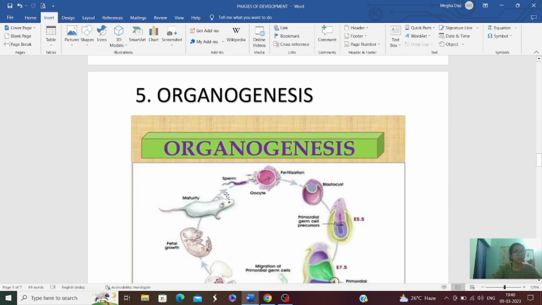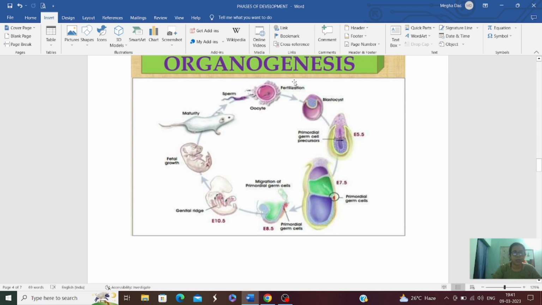Then what is organogenesis? Organogenesis is nothing but the formation of organs. As you have seen, in the process of gastrulation three germ layers are formed: ectoderm, endoderm and mesoderm, and each one is destined to form a specific part of the organs. As you can see in this diagram also, fertilization took place and the zygote was formed, then the blastocyst, then the primordial germ cell precursor, then primordial germ cells, then migration of the cells, then finally fetal growth and then maturity. So you can see how gradually the organs are formed.